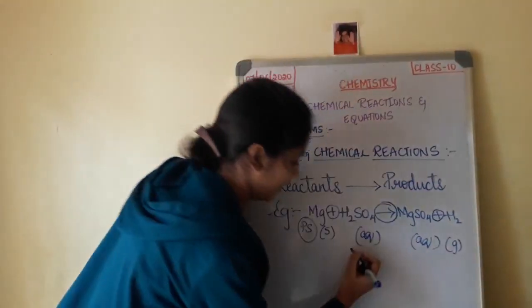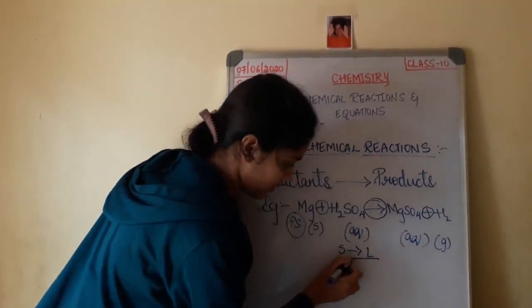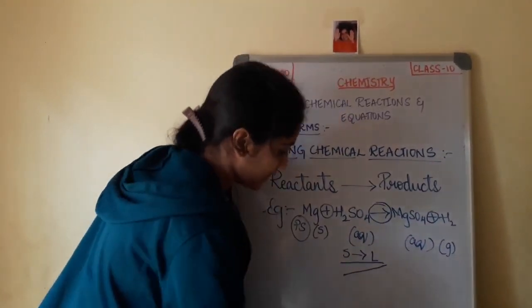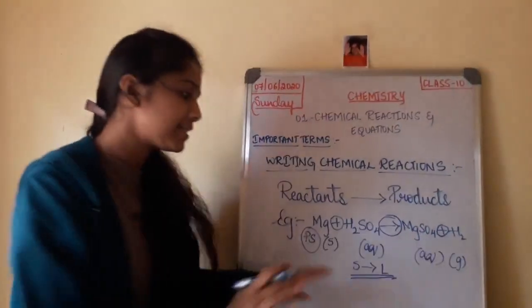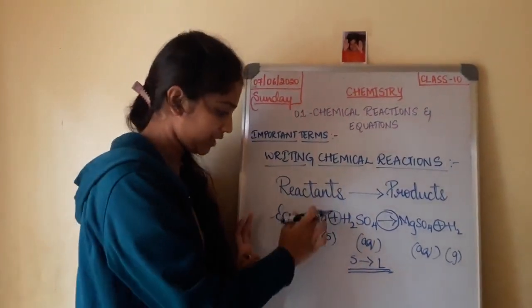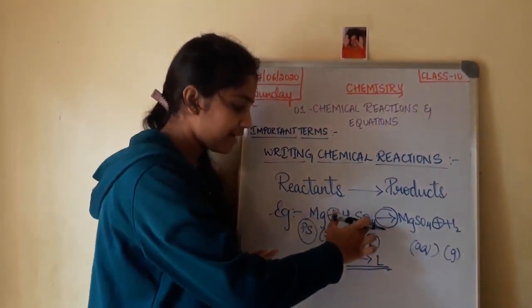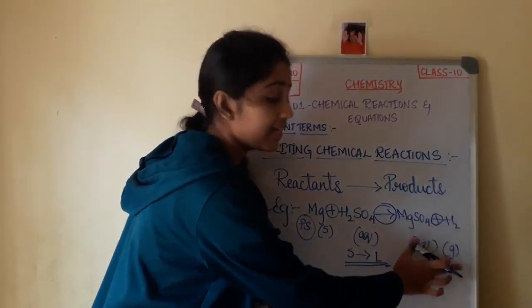When a solid is immersed in liquid state, when a solid is in liquid state, then that state is called the aqueous state. Now I think you've understood what is aqueous state. Now magnesium is in solid state, hydrogen sulfate is in aqueous state, magnesium sulfate is in aqueous state, and hydrogen is in the gaseous state.